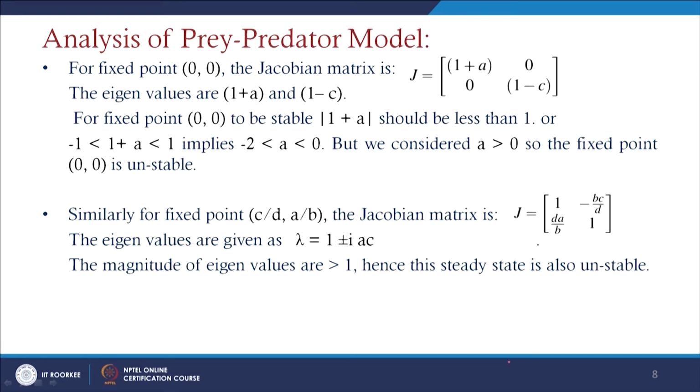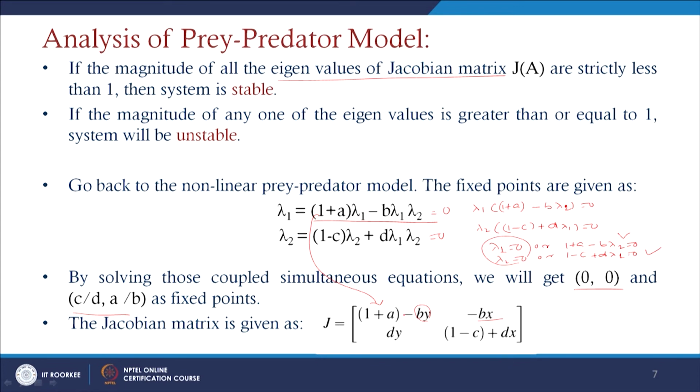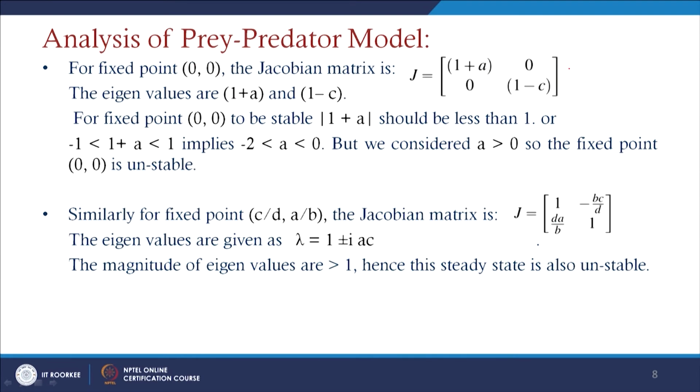So, finally, for the point (0, 0), if we analyze the Jacobian matrix, for x equals 0 and y equals 0, we have 0 in the off-diagonal entries and the matrix becomes 1 plus a, 0, 0, 1 minus c. The eigenvalues are 1 plus a and 1 minus c. Since this is a diagonal matrix, all the entries are nothing but the eigenvalues.